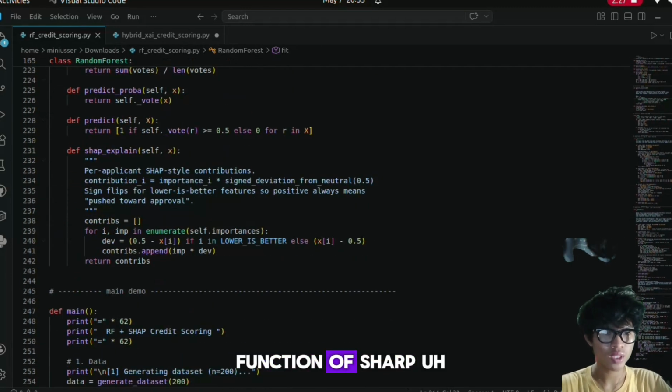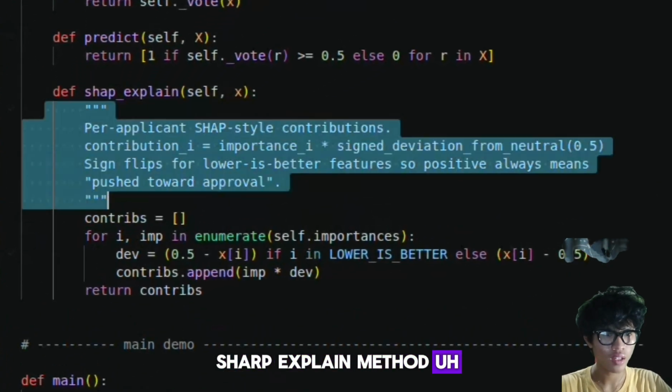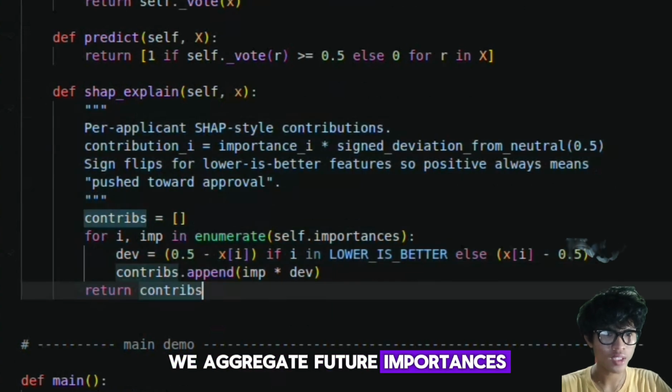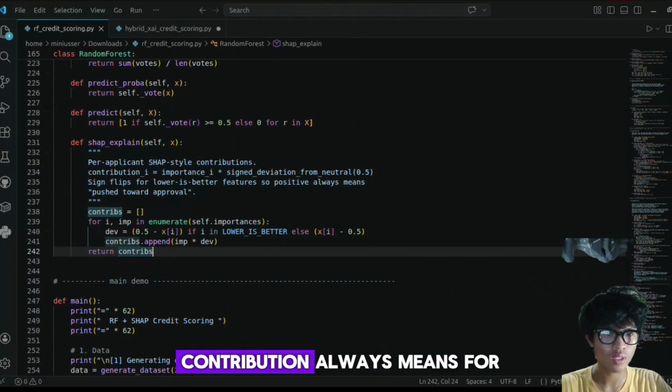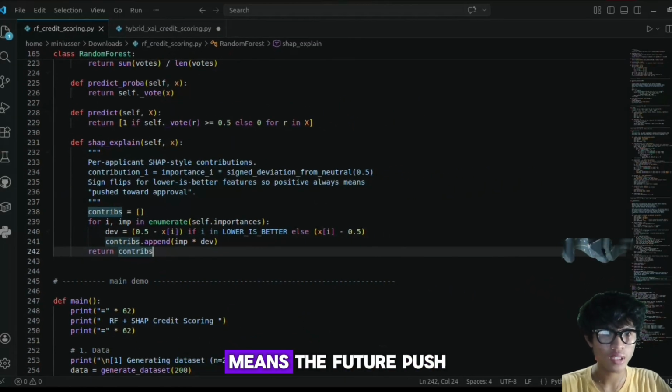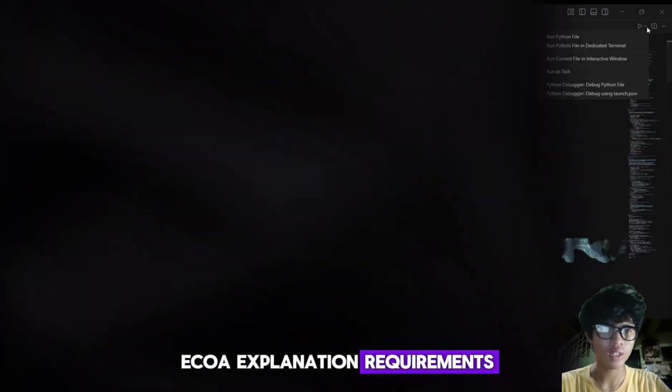For the SHAP explain method, we aggregate feature importances across all 25 trees. The SHAP explain method then computes a signed contribution for each feature: importance times the deviation of the feature value from the neutral point of 0.5. For features where lower is better, like the debt ratio, the sign is flipped so that a positive contribution always means the feature pushed towards approval. This directly satisfies the GDPR and ECOA. By the way, this is our code, and let's run the code.